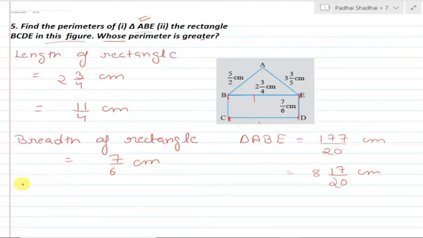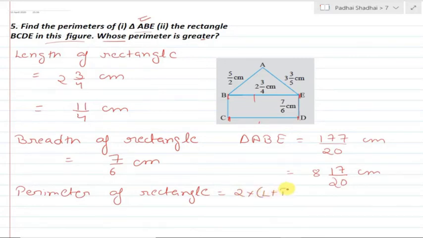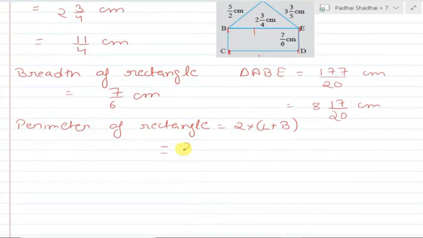And we know the formula for finding the perimeter of a rectangle. Perimeter of rectangle is equal to 2 into (L plus B). We will put the values of length and breadth here. So 2 into bracket 11 by 4, that is the length, plus 7 by 6.